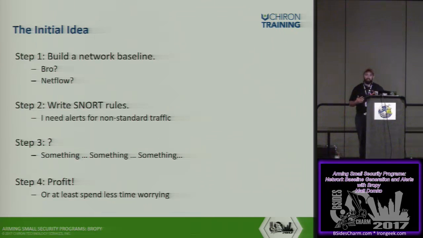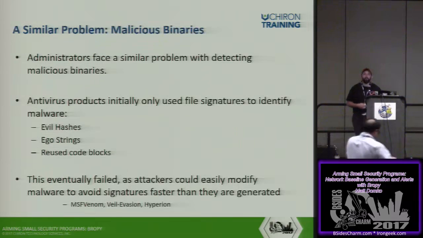And then I thought, well, how else do we detect malicious things? What's a similar problem that we have to take a look at? Malicious binaries, right? Finding malware on systems. It's been a thing for a very, very long time now. So initially, how did McAfee 1.0 detect Back Orifice? Well, first of all, it probably didn't. But it looked for signatures, hashes, ego strings, something to fingerprint that file.